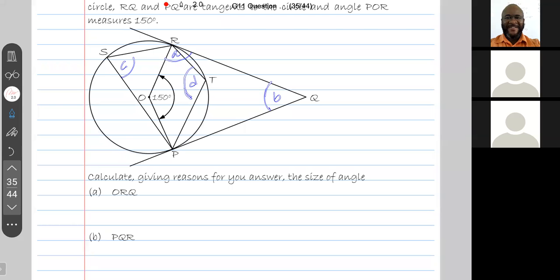So the first angle, angle ORQ, is 90 degrees. So that's this angle here. It's 90 degrees. And the reason for that is the radius, which is OR at point of contact, is at right angles to tangent. The radius at the point of contact is at right angles to the tangent. For the same reason, OPQ is also 90 degrees.